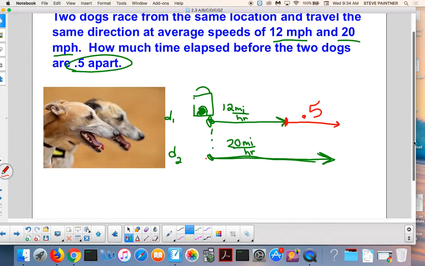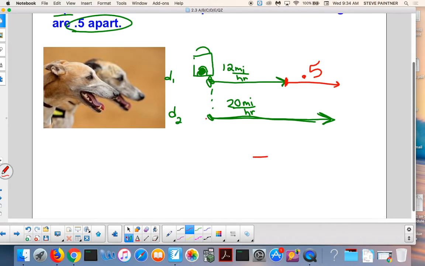So you know what I would do? I would set my equation up like this. Let's call this one D2. Let's call this one, from here to here, D1. Okay, now, what would the answer be, the equation? This distance, D2, should equal this distance. How far is it from here to here?